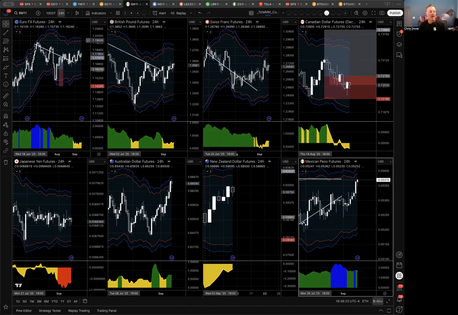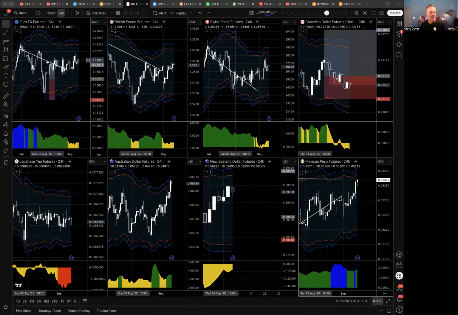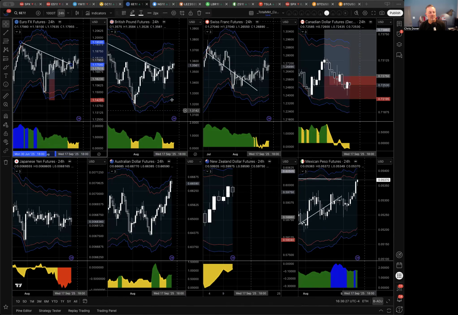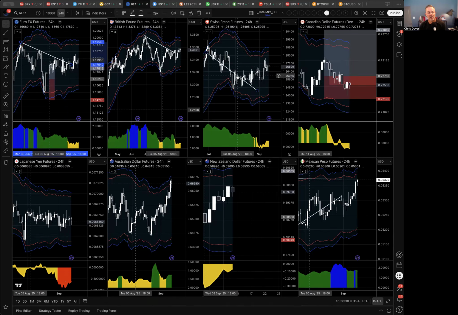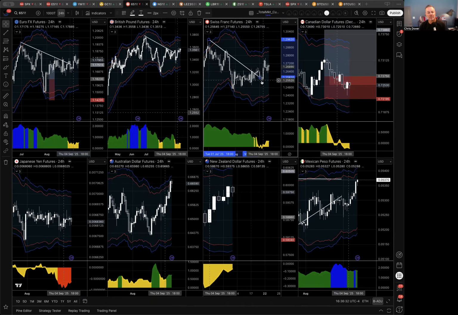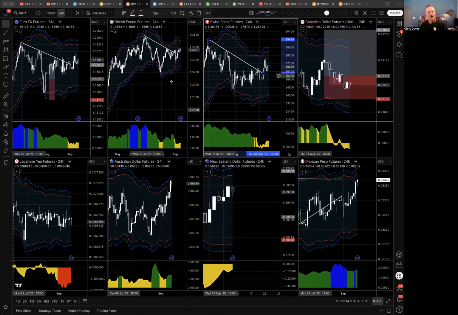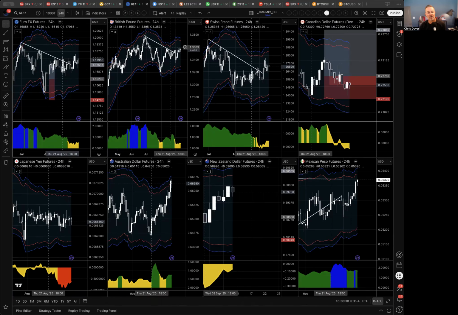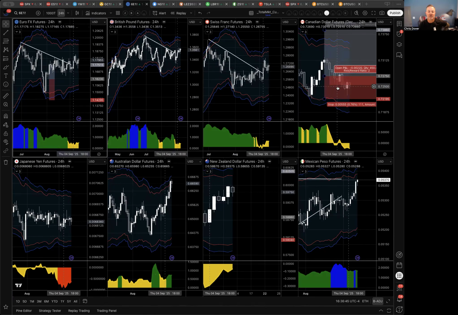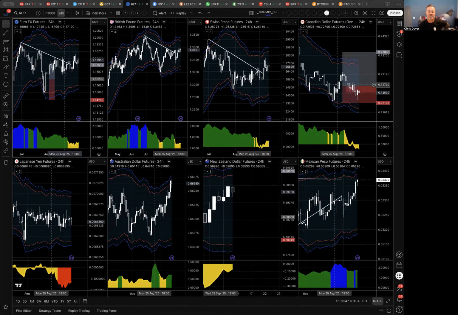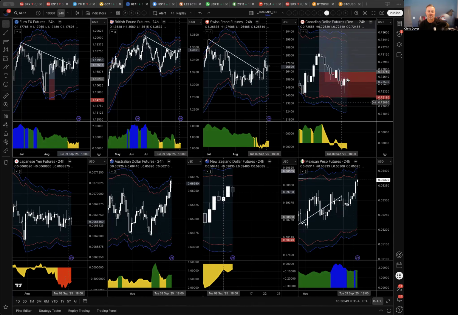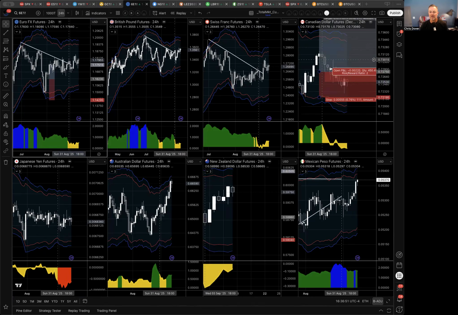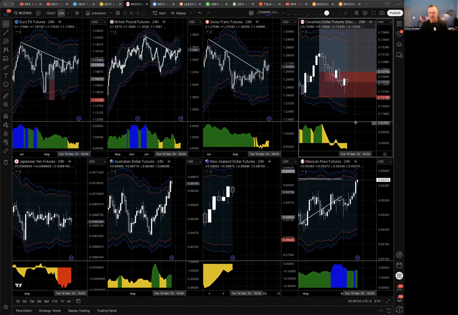I will point out that we did have this breakout that we've been tracking on Swissy, on cable, and on euro. So that trend line across the board for the major currencies, the largest currencies, they have broken higher. Okay, Canadian dollar is a different one. We are long, but we're getting kind of churned out of it.